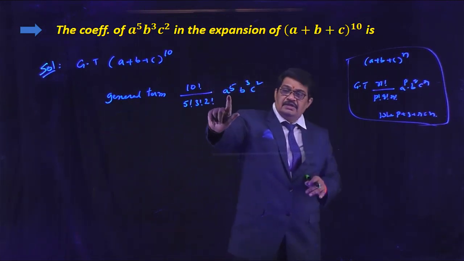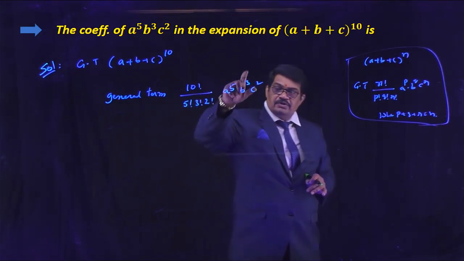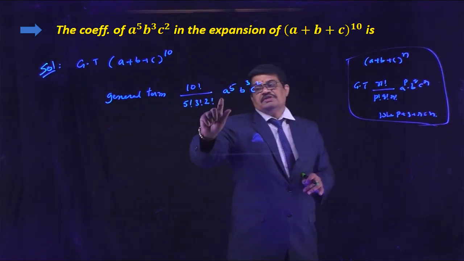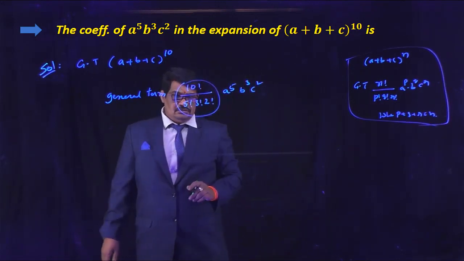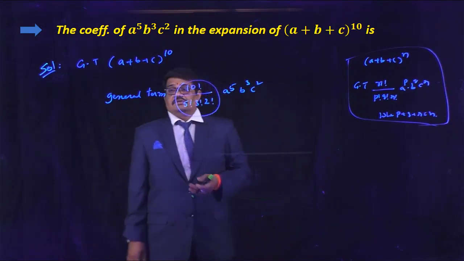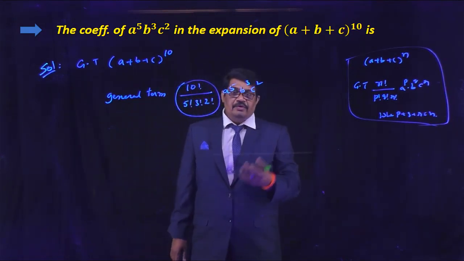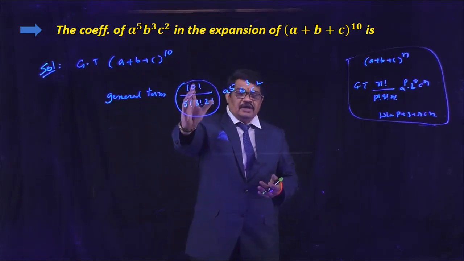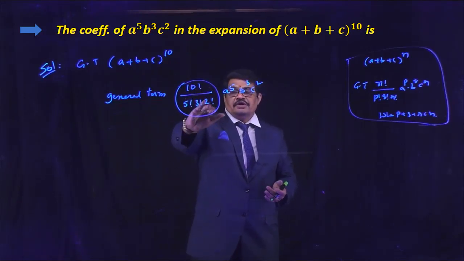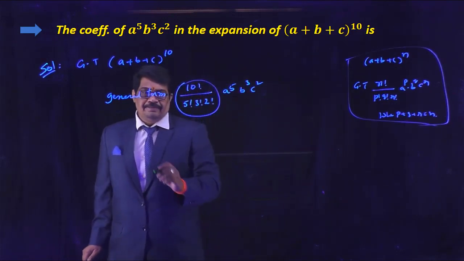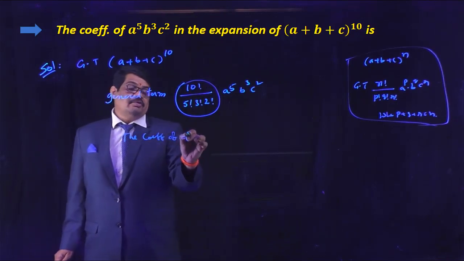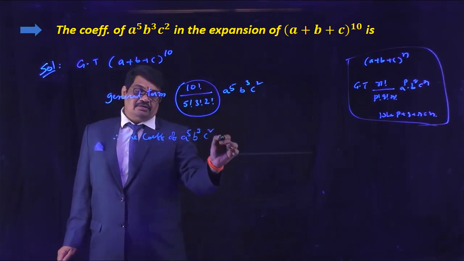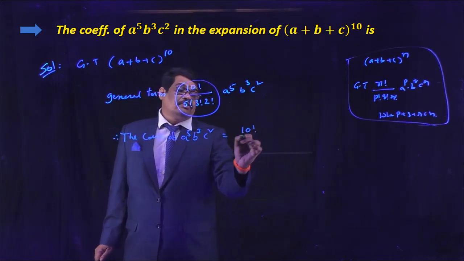Here we are finding the coefficient of a power 5, b power 3 and c power 2. So this coefficient is nothing but, in that general term, 10 factorial by 5 factorial into 3 factorial into 2 factorial. Therefore, the coefficient of a power 5, b power 3, c square is equal to 10 factorial by 5 factorial, 3 factorial, 2 factorial.